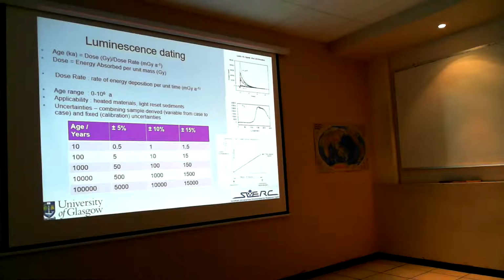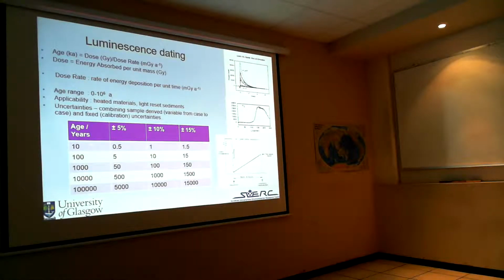The youngest luminescence data I ever measured was 0.6 of a year, plus or minus 0.2, and up to approximately 1 million years, which is a very useful timescale for studying human evolution and dispersal, and also the Quaternary environmental changes.